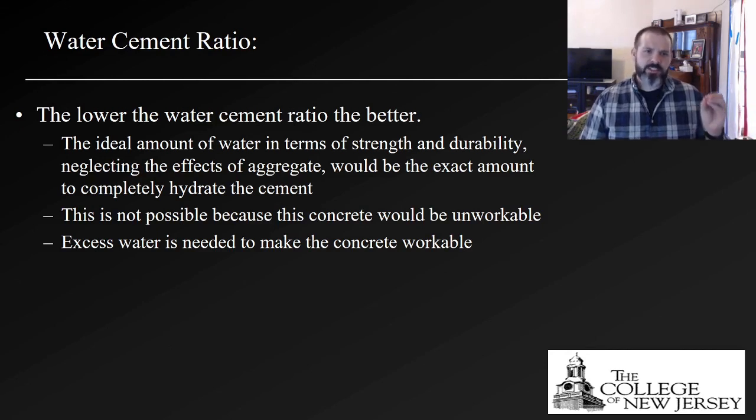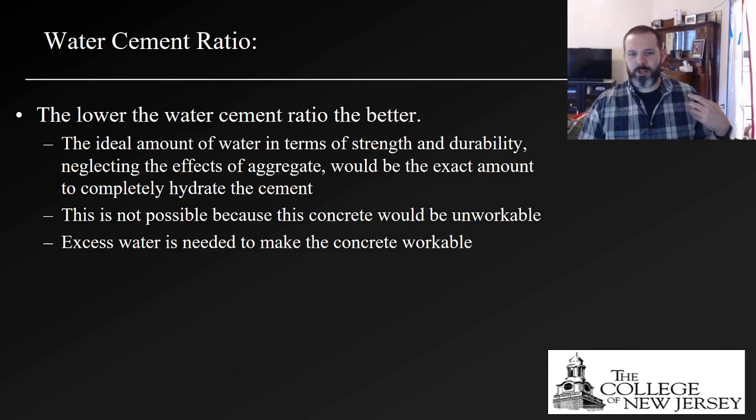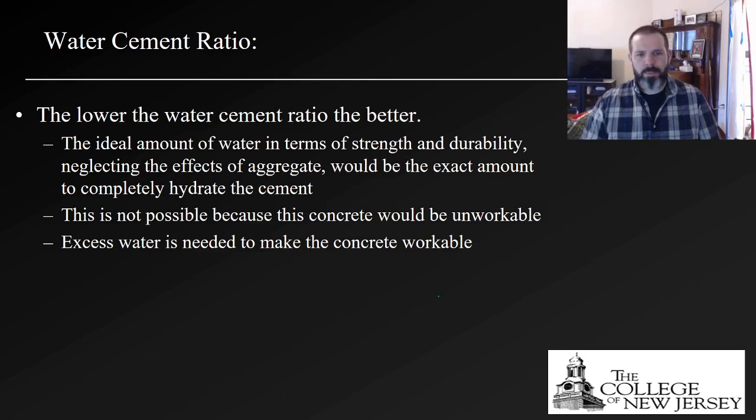Now, this is not possible because this concrete would be unworkable. What makes concrete flow like a liquid is the water we add to it. So one reason concrete is the most abundant thing on earth is that you can place it like a liquid and it hardens into a solid that's very strong, especially in compression. So if you don't have enough water in there to make it flow, it's very hard to use and it's very hard to get anything of quality made. So we need to have excess water to make the concrete workable.